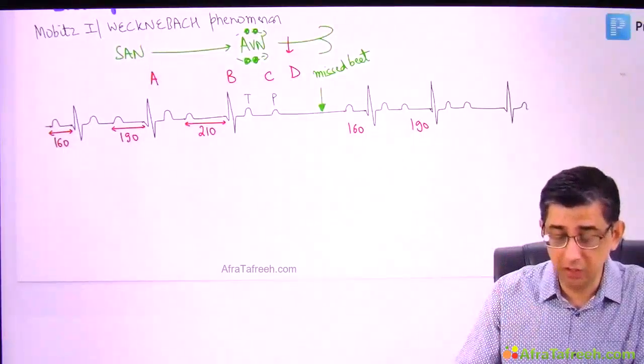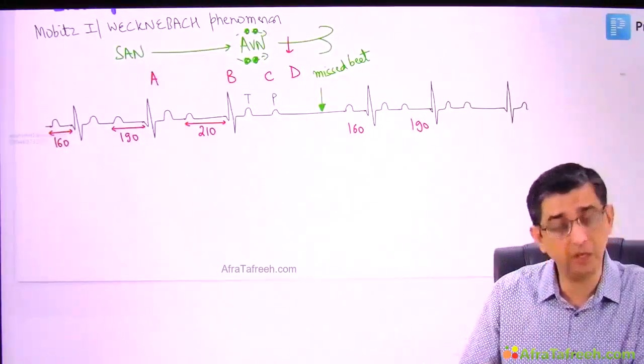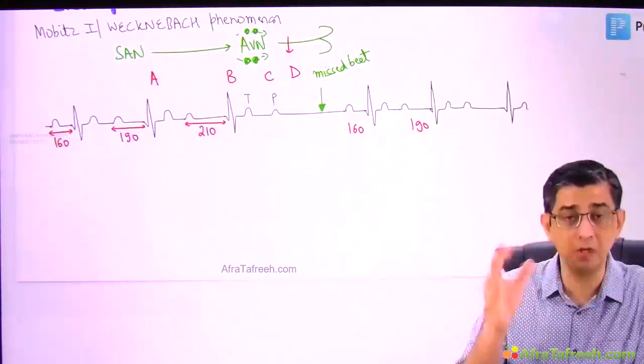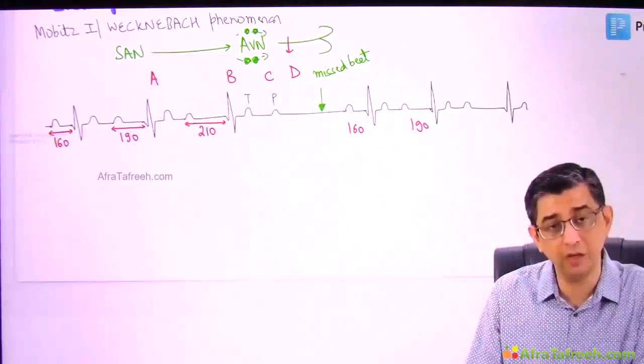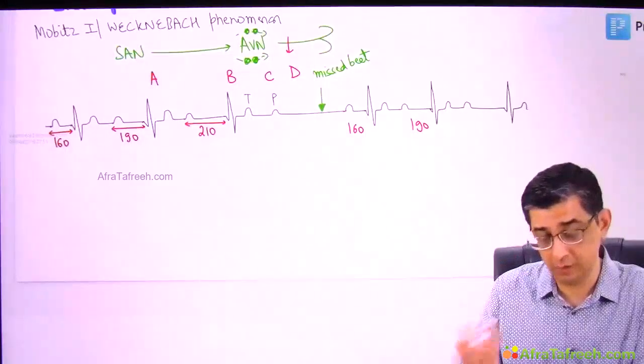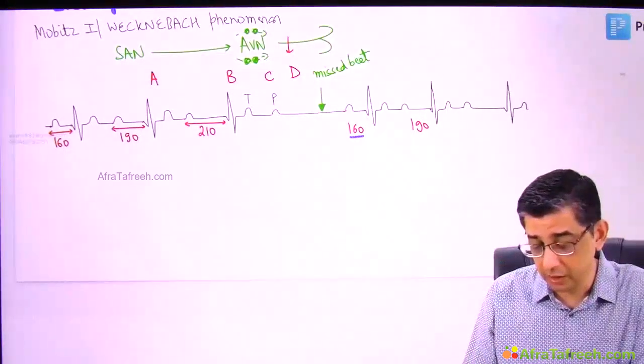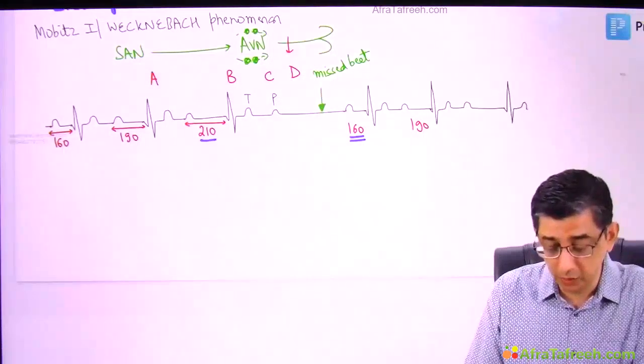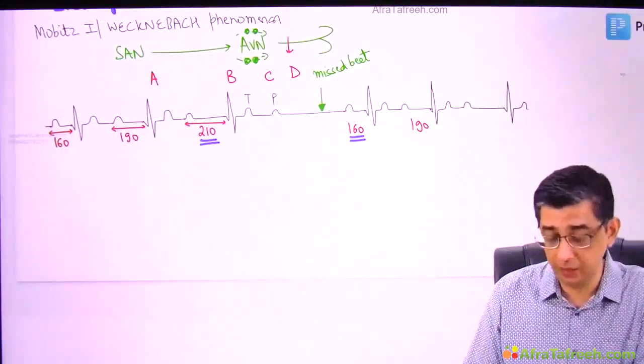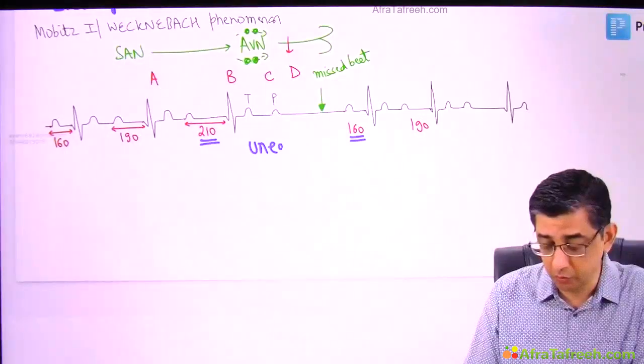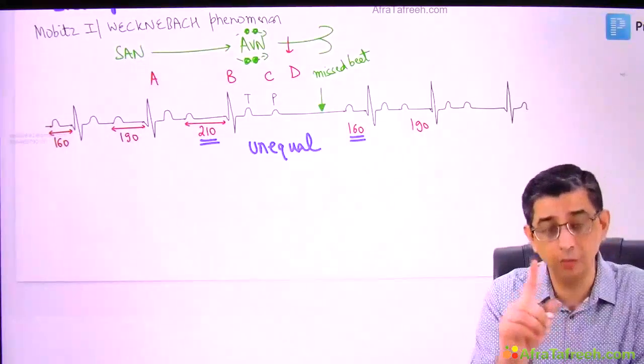All you need to do, if you identify the missed beat either by the vertical arrow given by the examiner, or suppose it does not even give it, you can at least identify the P wave, and after the P wave there's no QRS complex. You just need to look at the PR interval after and then before, and you will notice the fact that the PR interval after and before will always be unequal in Mobitz 1 heart block.